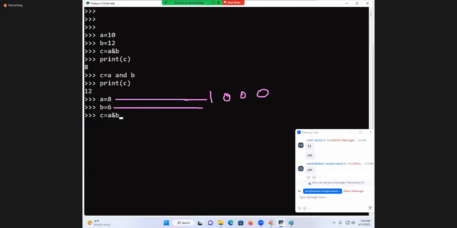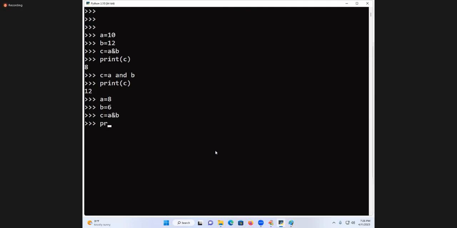Binary of 6 is 0 1 1 0. Now answer. 0, 0, 0, 0. 0, 0, 0, 0 is 0. Very good. So answer is called what here? Print C. Answer is 0. A and B, A and B answer. 6. B and A.